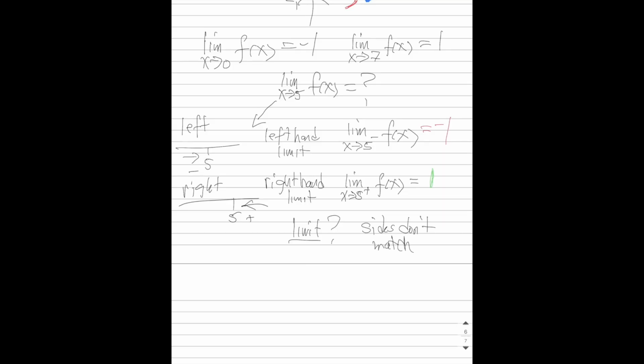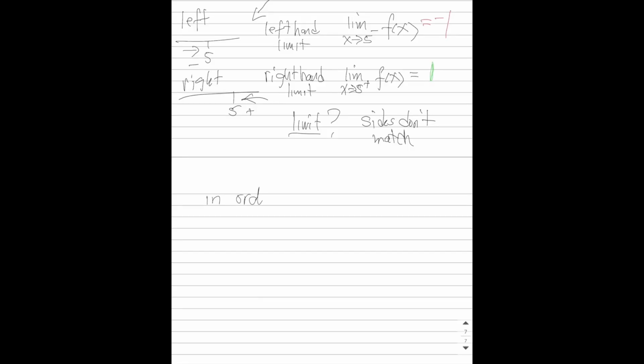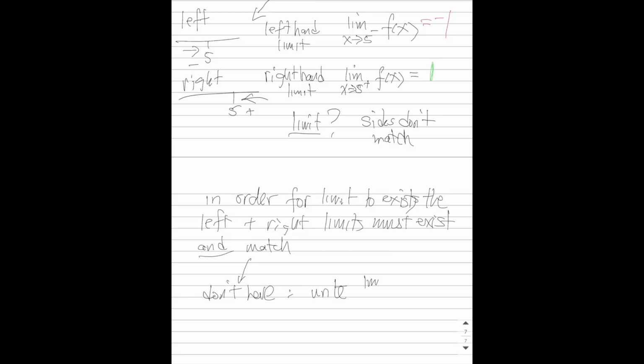So what is the limit equal to? In order for a limit to exist, both the left and the right side limits have to match. So in order for a limit to exist, the left and right limits must exist and match. And since they don't here, we are going to write down that the limit as x approaches 5 of this function does not exist. The one-sided limits don't match. So in order for a limit to exist, the one-sided limits have to match and exist individually and give you the same result.